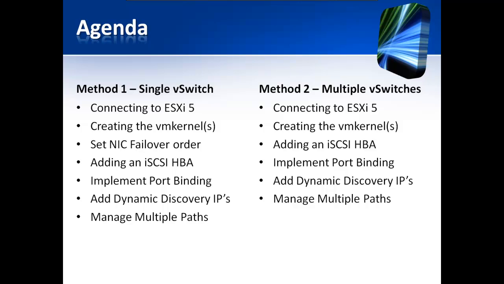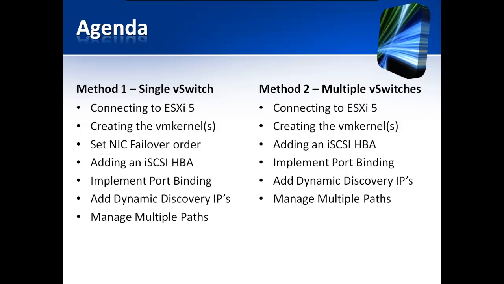What we're going to do today is configure iSCSI Storage with multiple storage paths and jumbo frames using two different methods. Method 1, a single vSwitch configuration, and Method 2, a multiple vSwitch configuration. In Method 1, we're going to connect to ESXi 5, we're going to create our VM kernels, we're going to set our NIC failover order, we're going to add an iSCSI host bus adapter, we're going to implement port binding, we're going to add dynamic discovery IP addresses, and then we're going to manage our multiple paths.